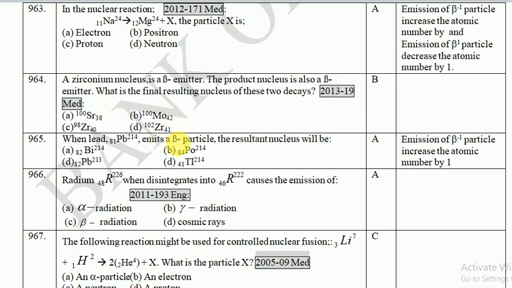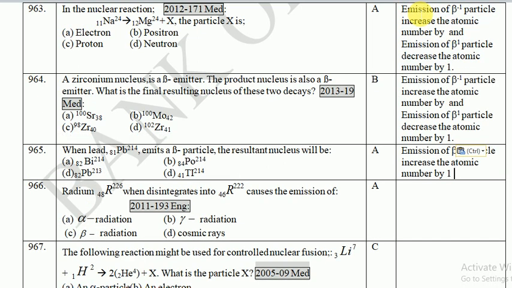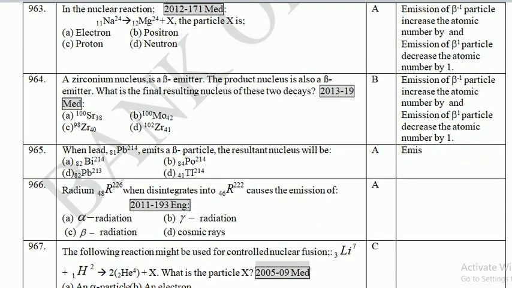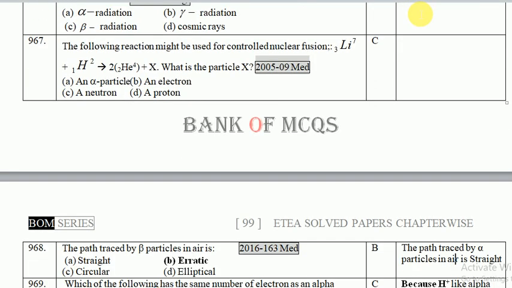When lead emits a beta particle, then what is the resultant nucleus? Again this is the same question, 81 will become 82 and the 214 will remain the same. So option A is correct. This is the same question repeated again and again by every ETA. So in this case this is also the answer.